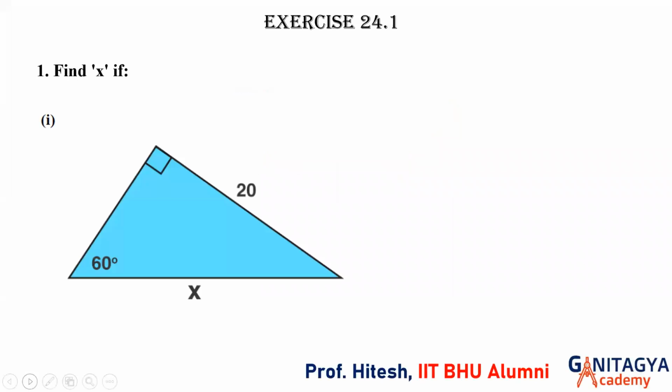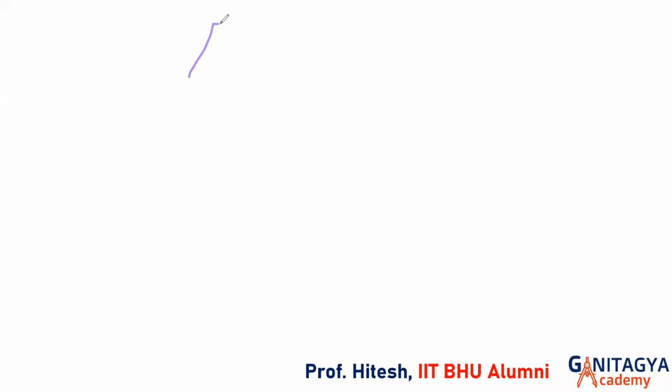Before starting, let me tell you a few things. In a right angle triangle, using Pythagoras theorem, opposite to 90 degree we have the hypotenuse. If we are talking about this angle, then opposite to this angle will be perpendicular, and the remaining is base.